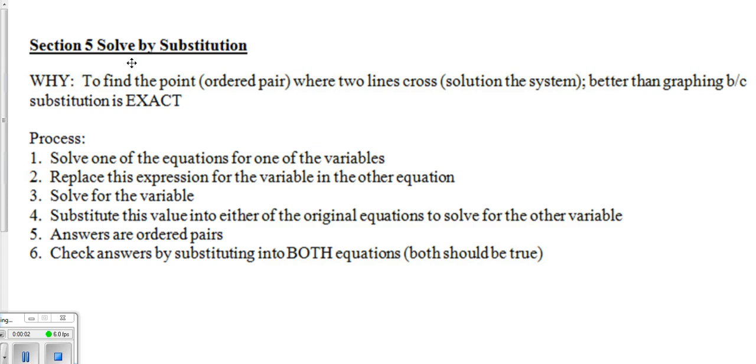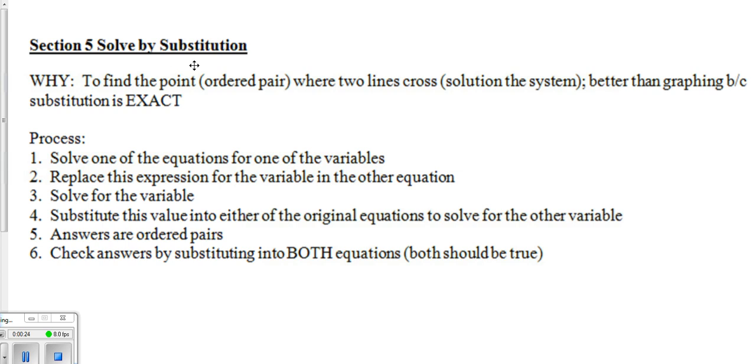All right, section 8.5 is all about solving by substitution. Now again, what we are solving are these systems of equations. We saw in our last video how to solve systems of equations by graphing them and finding where those two lines would cross. But on this one, we're going to use substitution, which means we don't have to graph anything. We're just plugging things in numerically.